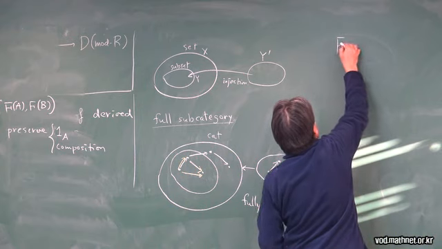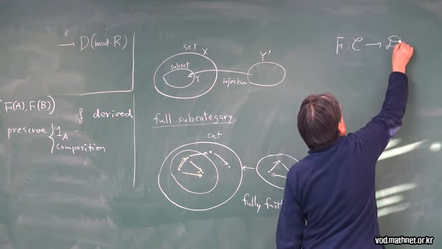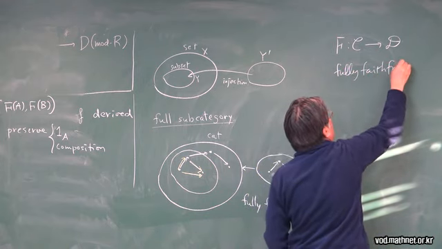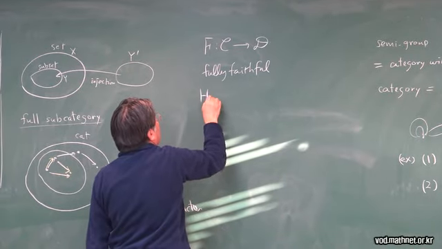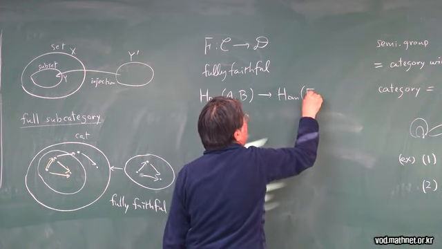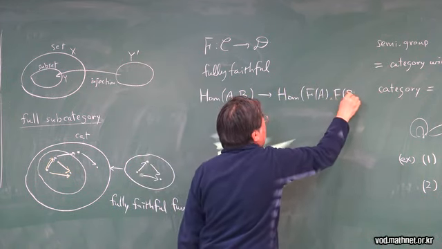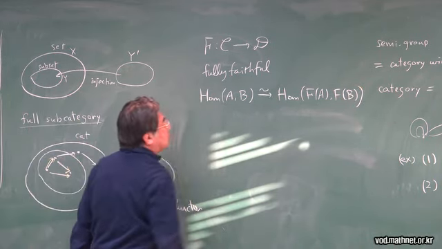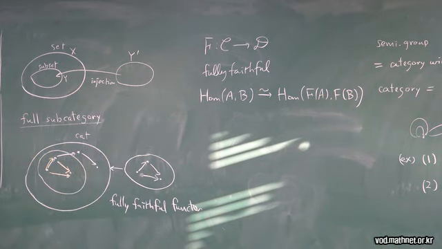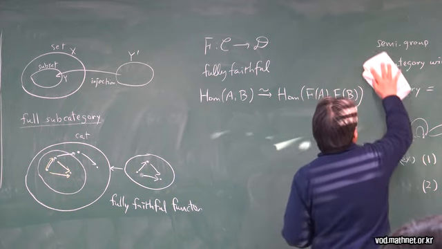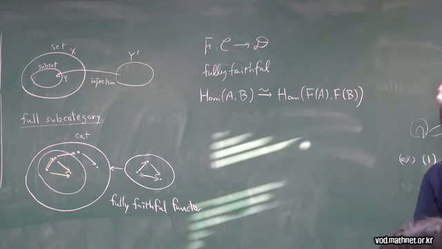If there is a functor F from C to D, then it is called fully faithful if Hom(A, B) to Hom(FA, FB) is bijective. So this is a map between sets, and if it is bijective, then it is called fully faithful. So like this. And the fully faithful functor is very important. So this is a subset in the theory of sets.